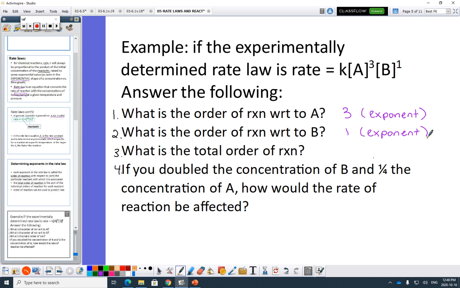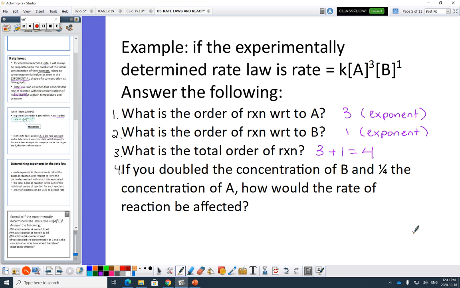The total order of reaction, just add them together. Similar to a lot of the topics in this unit, we're going to deal with whole number exponents only. There's definitely a way to deal with exponential equations that do not have whole numbers using logs. But again, because functions is not a prerequisite, you can do that next year, okay?